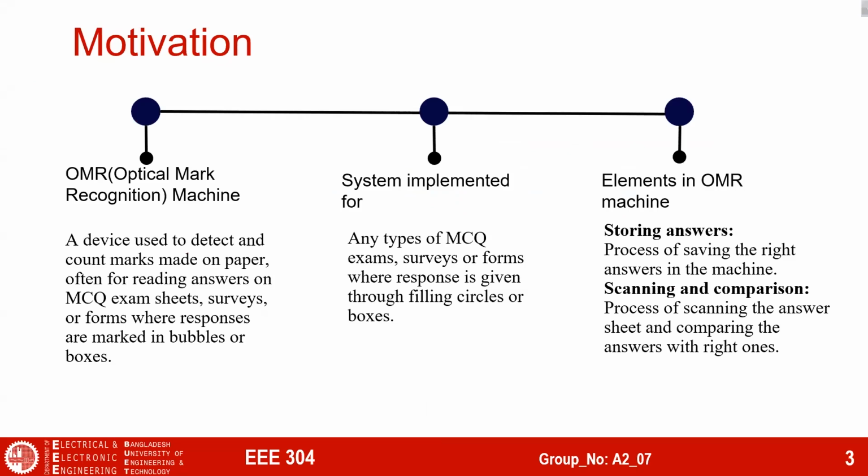OMR stands for optical mark recognition. OMR has been used widely for evaluating MCQ, which stands for multiple choice question. MCQ is widely used in examinations, surveys, or any other kind of statistics. The main principle of an OMR machine consists of two parts: storing answers, and scanning and comparison.